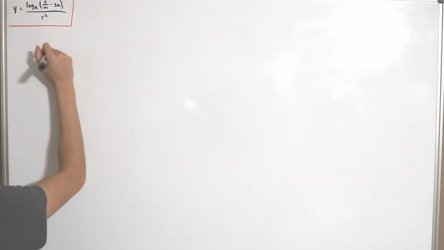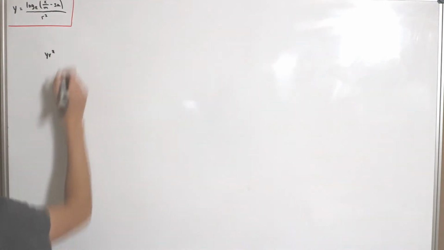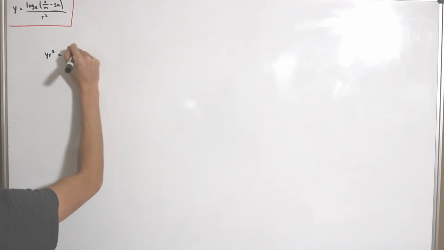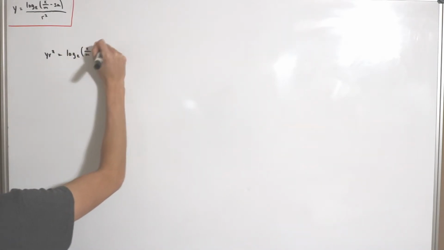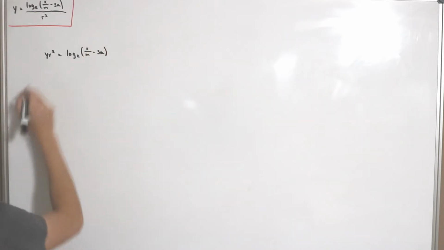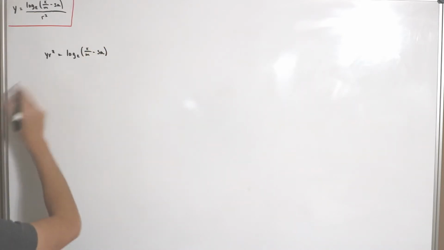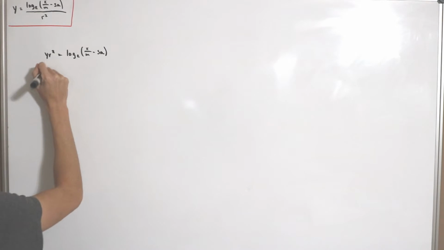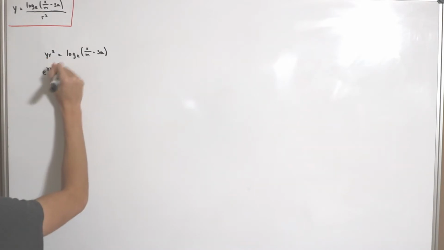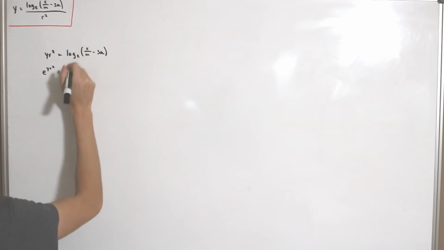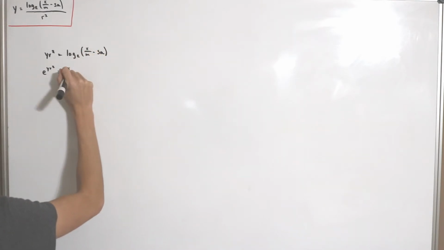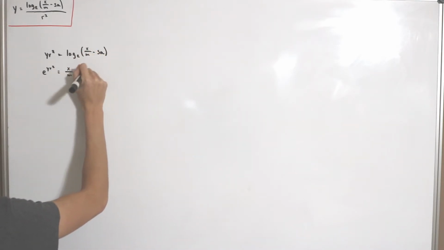So then we'll get y times r squared is equal to log base e of x divided by m minus sa. Okay, and then I'll just take the e base to both sides, so that we'll get e to the y r squared, and the logs will cancel, so we're just left with just our input, which is just x divided by m minus s times a.